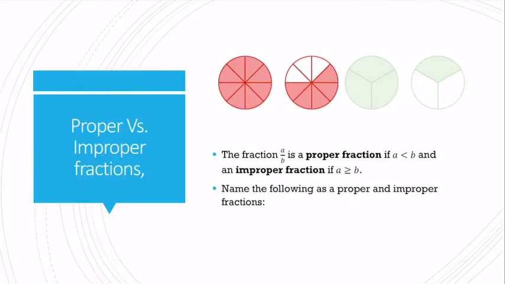There are two types of fractions. There are proper and improper fractions. So a proper fraction has a numerator less than the denominator, and an improper fraction has a numerator greater than the denominator. So an example of proper fractions, that's my cat.